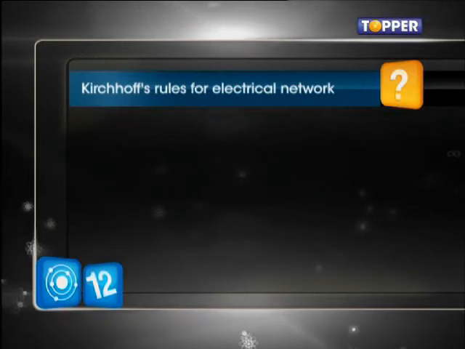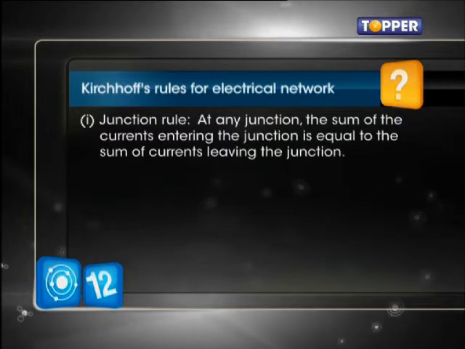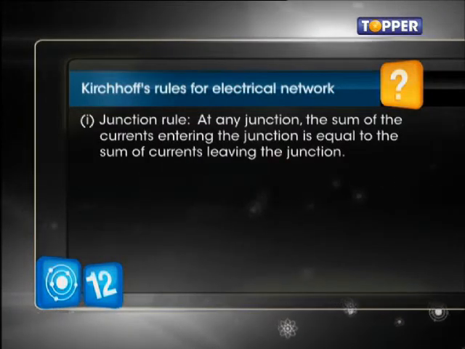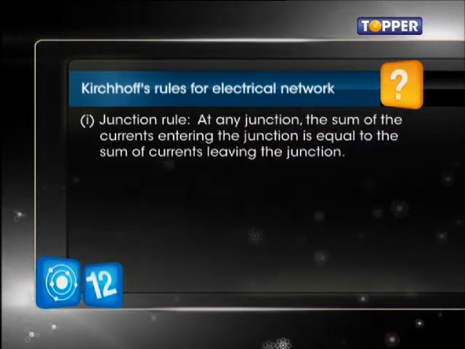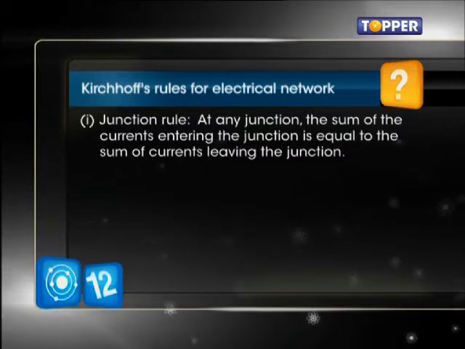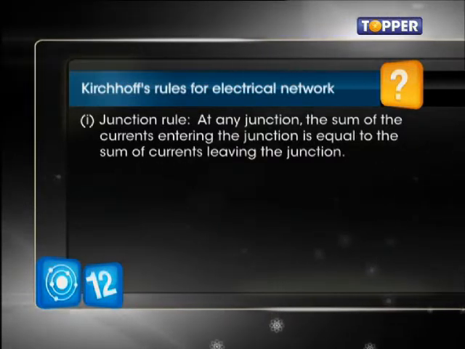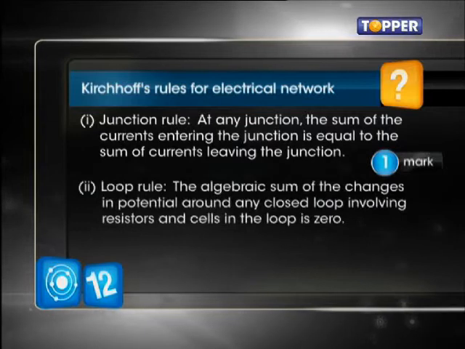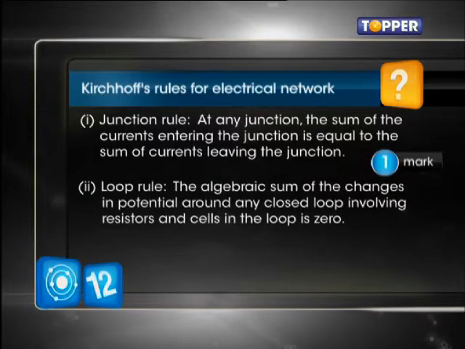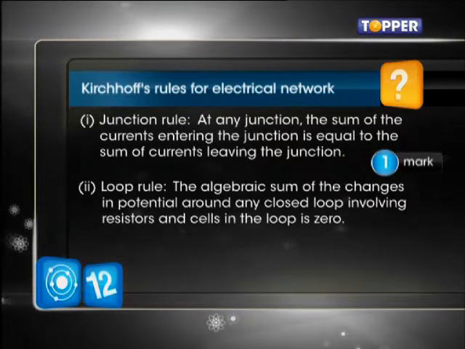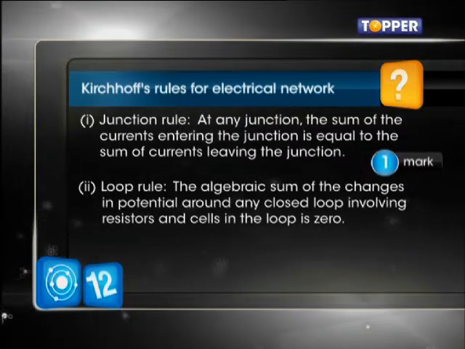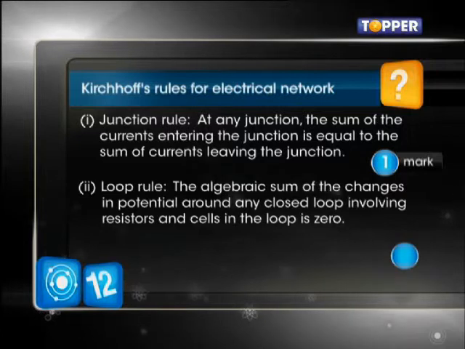Kirchhoff's rules for electric network are junction rule, which means at any junction, the sum of the currents entering the junction is equal to the sum of currents leaving the junction. Then, loop rule, which means the algebraic sum of the changes in potential around any closed loop involving resistors and cells in the loop is 0.